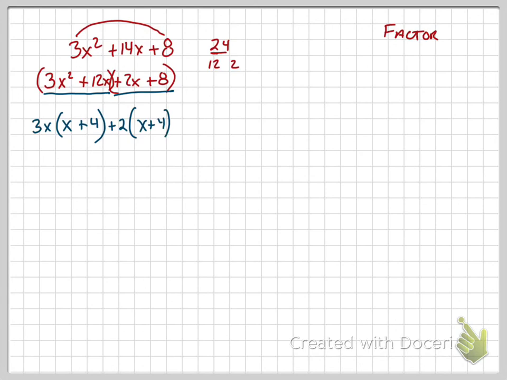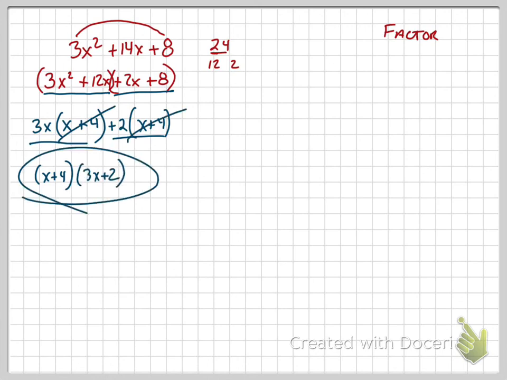This isn't in factored form yet. What do they both have in common? An x plus 4, which would leave me with this, my answer in factored form. Okay? And then you could set that equal to 0 if you're finding the x-intercepts.